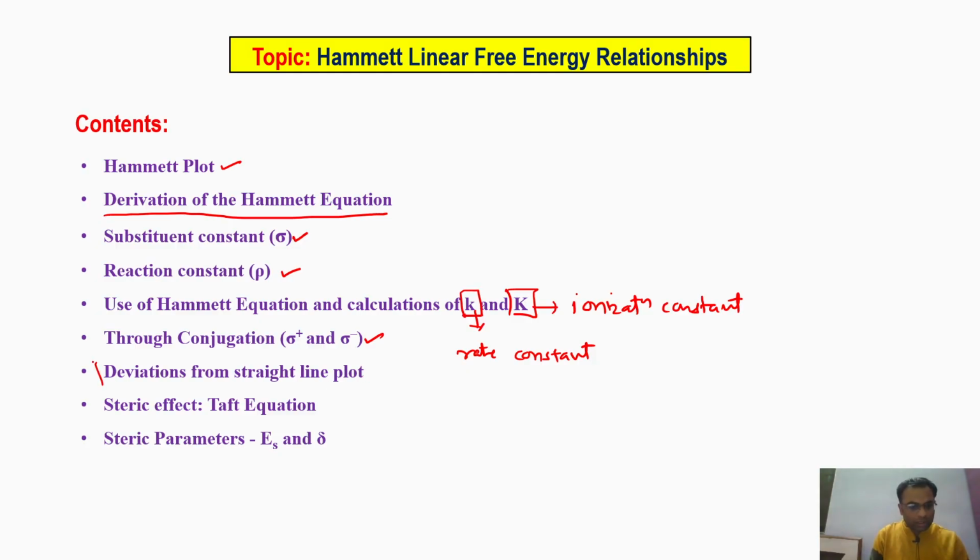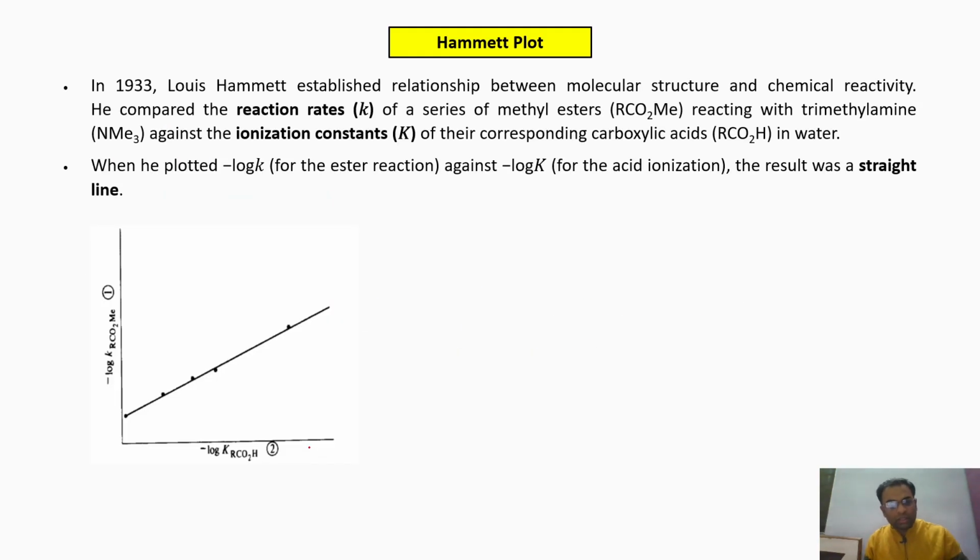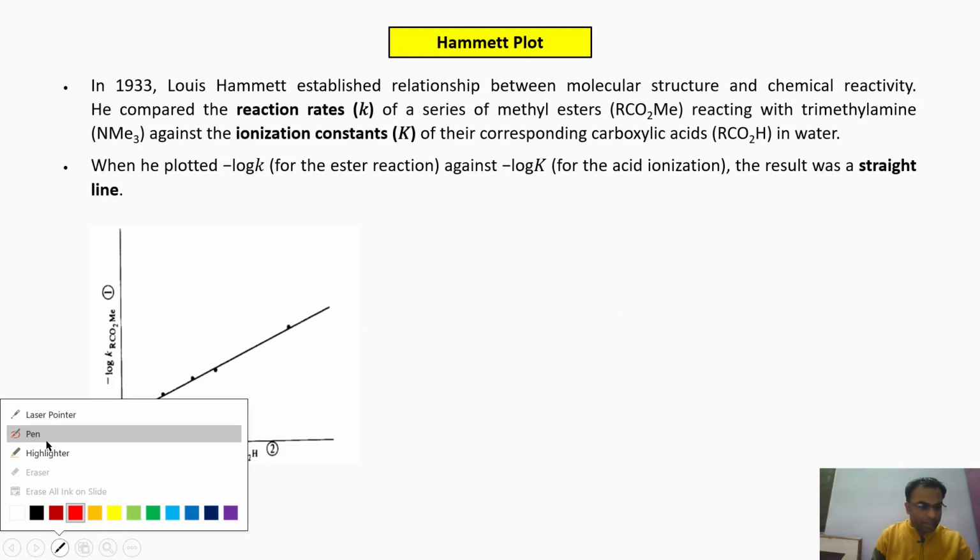Then the most conceptual part of this lecture, that is deviation from the straight line plot. Then we will study the Taft equation, which covers the steric effect, then the steric parameters, that is S and delta. So let's start with the first, the Hammett plot.